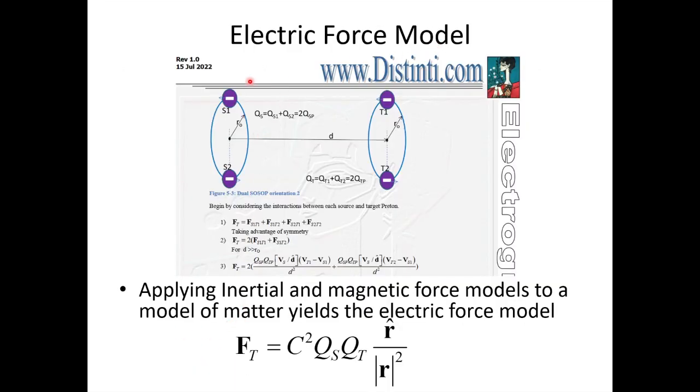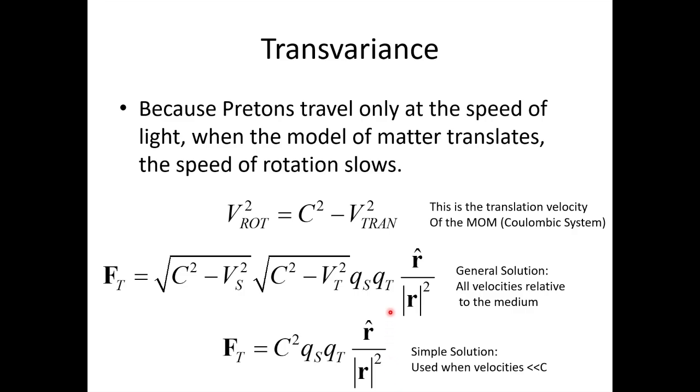Okay, the electric force model is derived by taking two systems of pretons and computing all the interactions between them. That works out to this model here, which looks remarkably like Coulomb's model. And because pretons are the precursor to matter, and matter is affected by its velocity relative to the medium, we call these transvariances. Other people might call them relativistic effects. So what they call time dilation, in electromechanics is not time dilation, it's process dilation. Time doesn't change. What happens is the processes of matter slow down as a function of the velocity of a system relative to the medium, because the pretons can only travel at the speed of light.